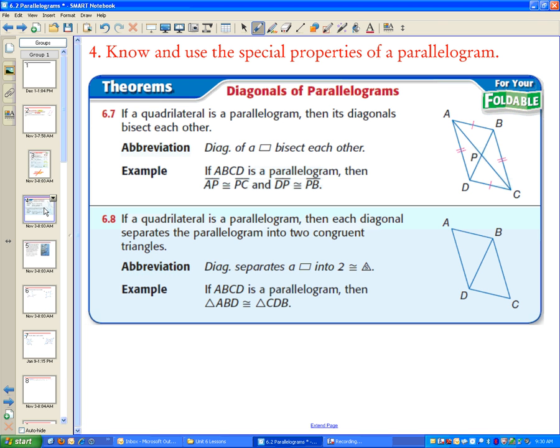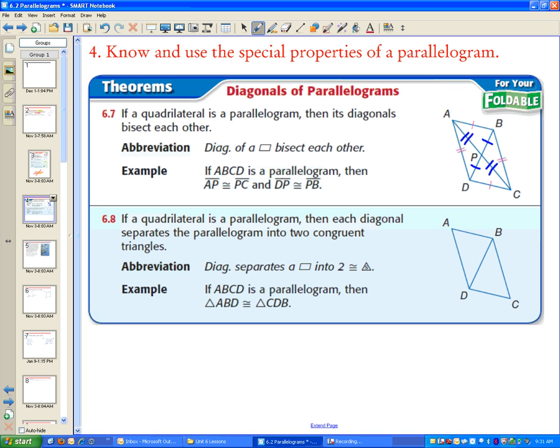They bisect each other. They cut each other into two equal halves. That means that segment BP is congruent to segment DP. It also means that segment AP is congruent to segment CP. Okay? The diagonals bisect each other.